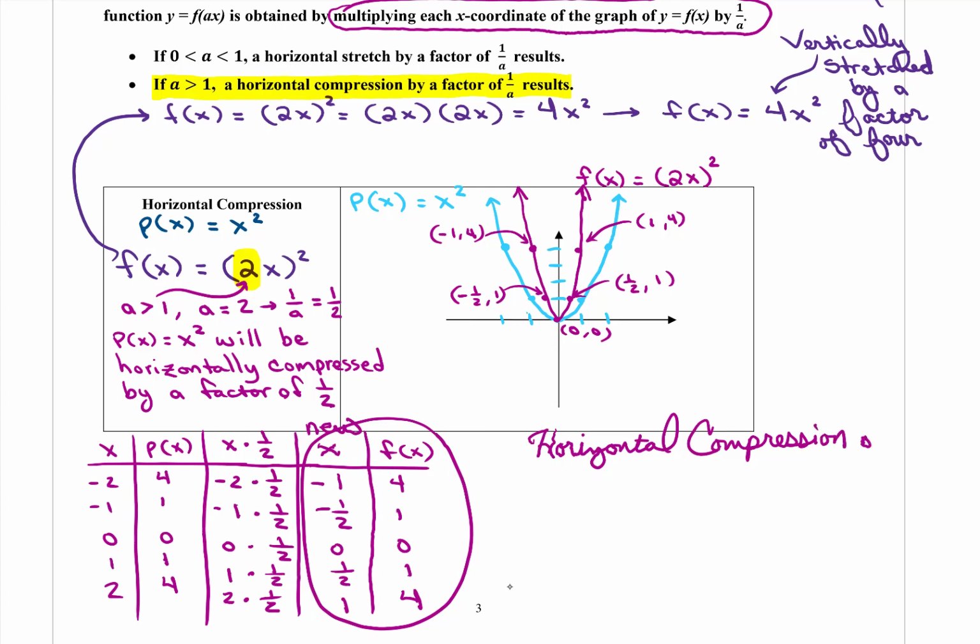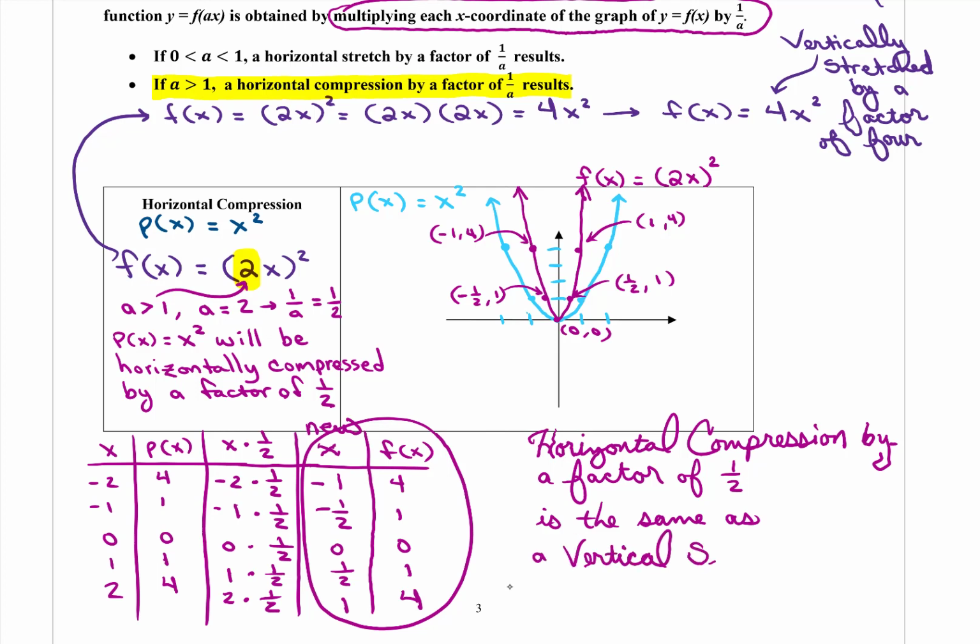So we're going to say here that this was a horizontal compression by a factor of 1/2. And this is the same as thinking of this as a vertical stretch by a factor of 4.